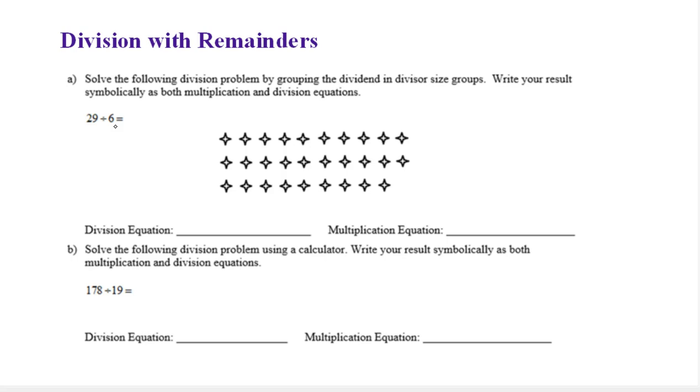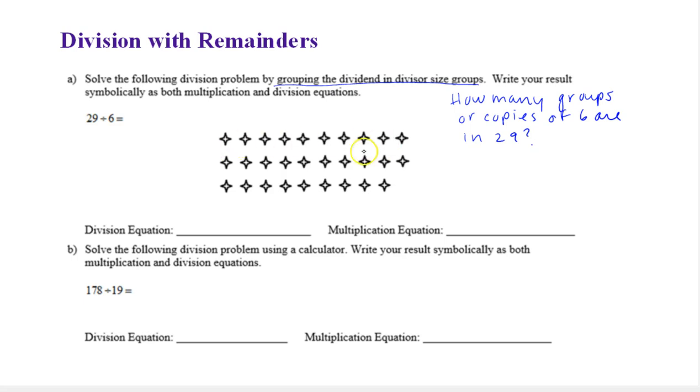Now this is the first division problem we've had thus far where our answer wasn't a whole number. It didn't go in a whole number amount of times. So let's see how that works. If we have 29 divided by 6, we want to group the dividend in divisor-size groups. So we're asking how many groups or copies of 6 are in 29.